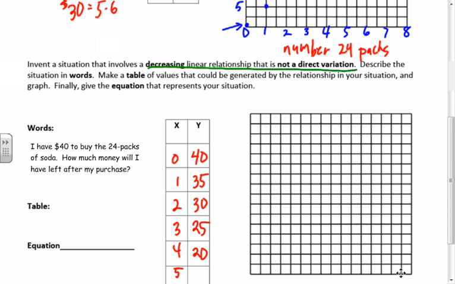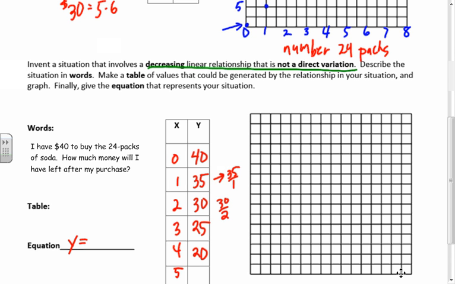And this is not a direct variation because if you divide these numbers, y by x, 35 divided by 1, 30 divided by 2, you get different values. 35 divided by 1 is 35, 30 divided by 2 is 15, and so on. They're all different values.